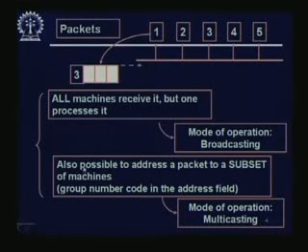It is also possible to address a packet to a subset of machines. This mode of operation is called multicasting. With multicasting, we have two ends of the spectrum. One is point-to-point communication: one sender, one receiver. The other end of the spectrum is broadcast, where there is one sender and everybody else is a receiver. Somewhere in between is multicast, meaning one sender and several receivers.